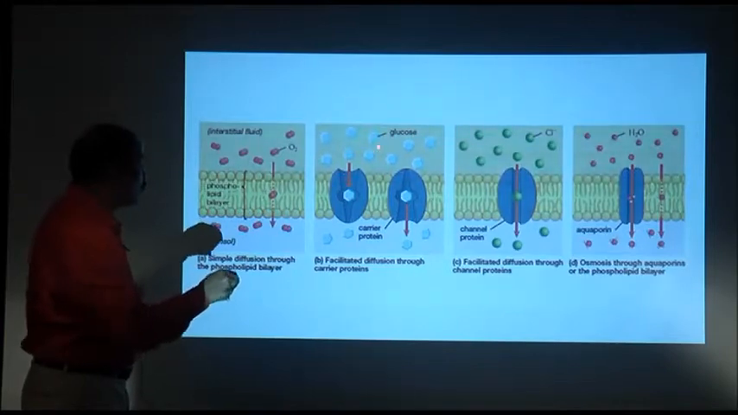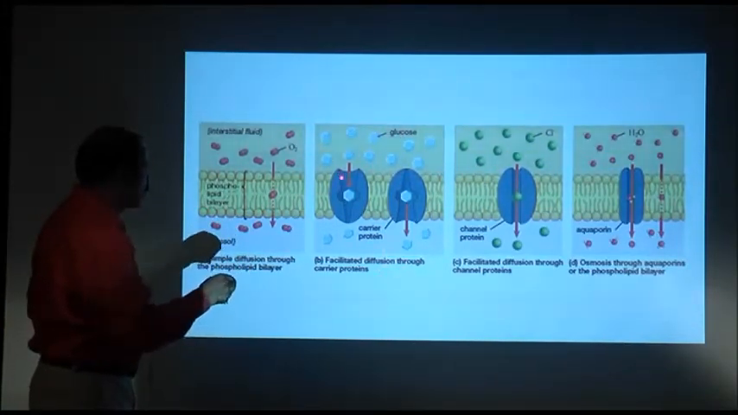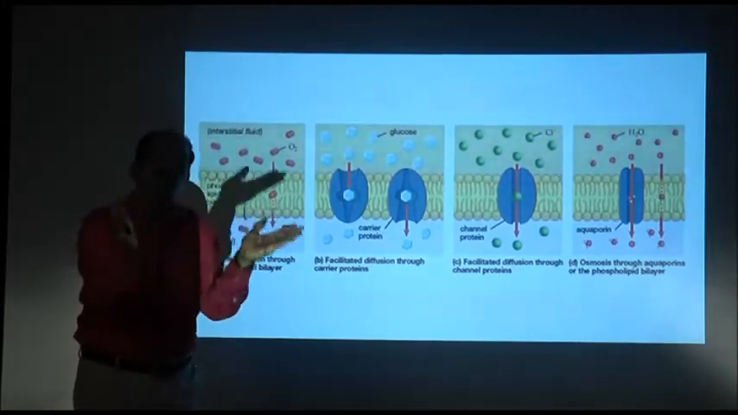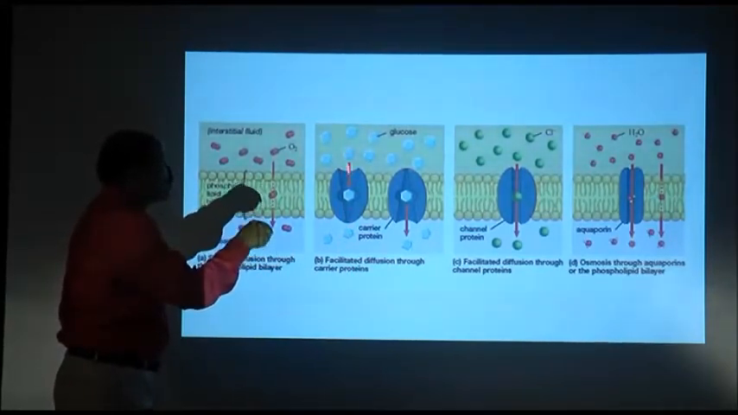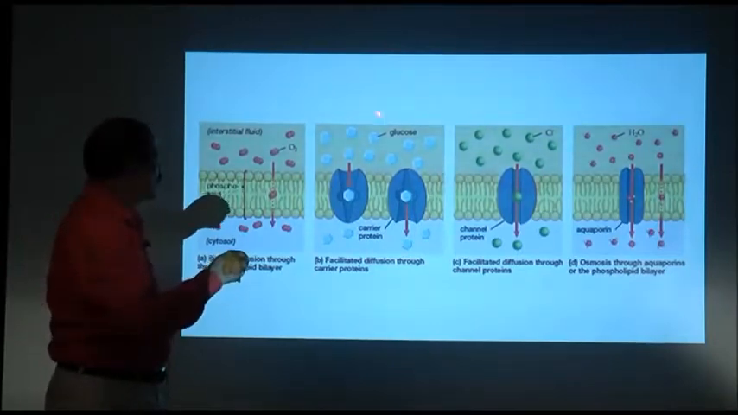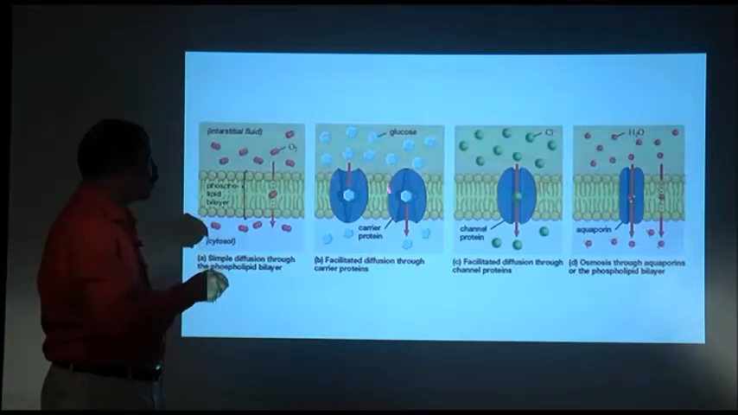When the molecule is outside or inside the cell, they bind to certain proteins at this side, then the protein changes its structure and the molecule is internalized. So these are called carrier proteins, which carry large molecules like glucose from one side of the membrane to the other side.